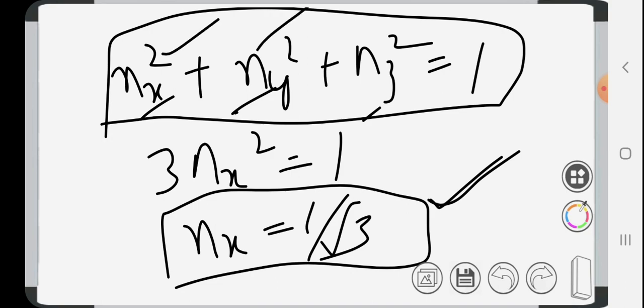Sometimes two direction cosines may be given, but nz won't be given. So how to find nz? You just apply these values in this equation. So that's how we will calculate direction cosines.